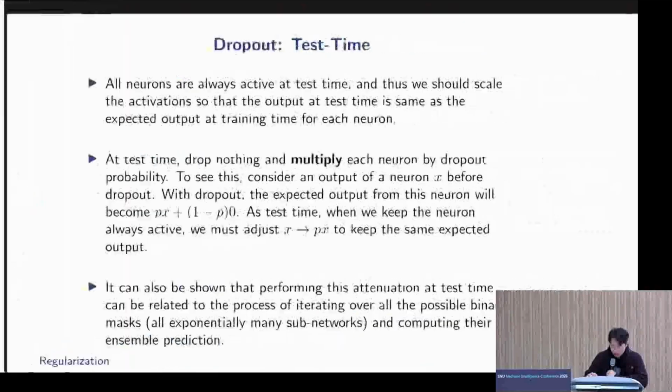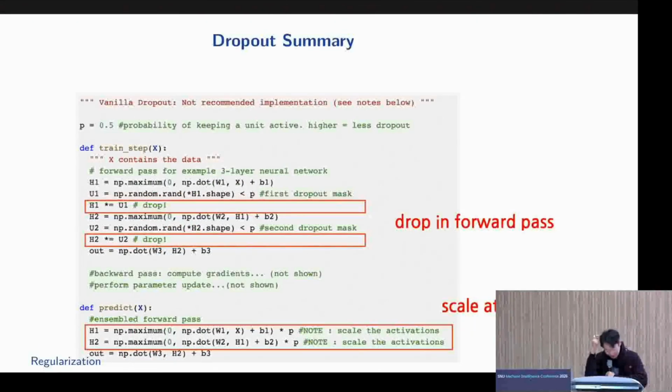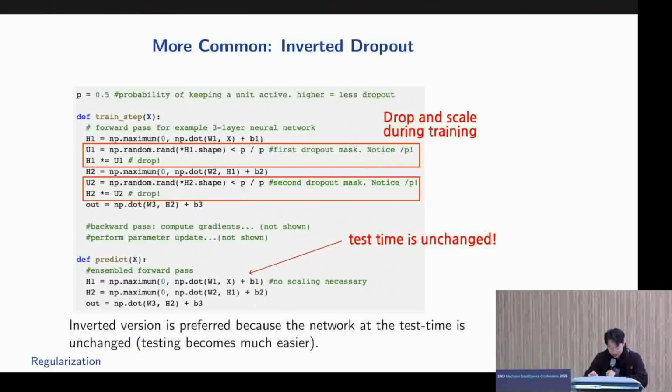Okay, so how do we do this? As opposed to accounting for this attenuation at testing time, it's better to do this during training time, so that the test code doesn't change, and saves some computation, although not that much in this case.